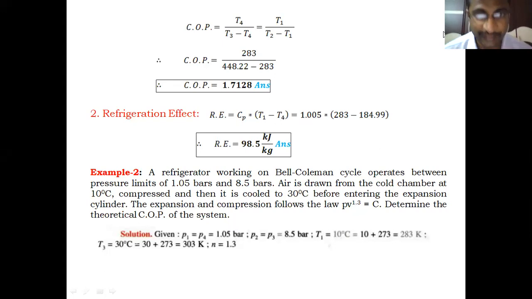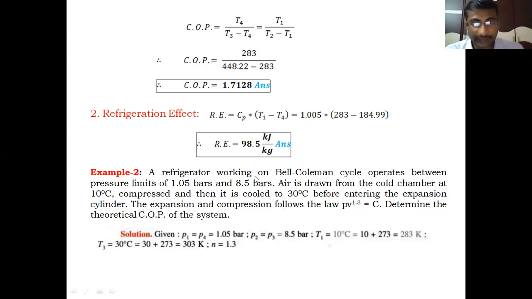In yesterday's class, we discussed the working of a Bell-Coleman refrigerator, or a refrigerator working on the Bell-Coleman cycle. And one worked example we solved in the next problem on the Bell-Coleman cycle. Today, we will discuss the remaining problems on the Bell-Coleman cycle.